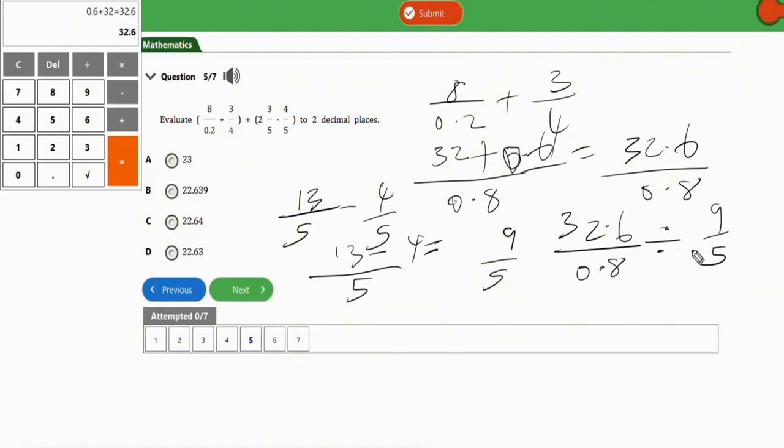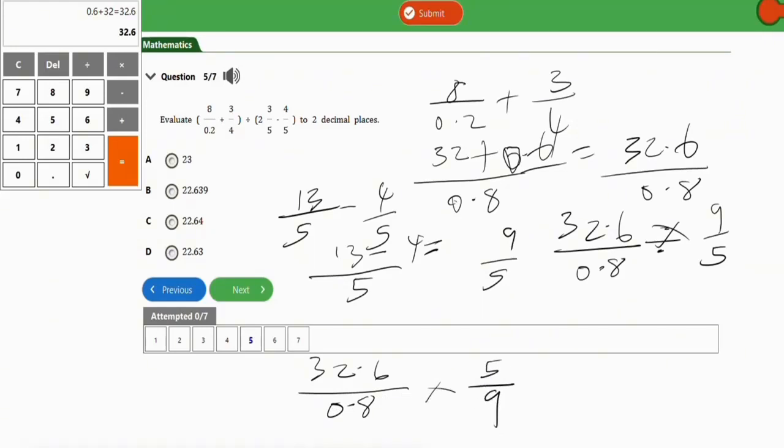Okay, this is the procedure you follow. You change this division sign to multiplication, and you invert what we have. So when you change to multiplication, we're going to have 32.6 over 0.8 times 5 over 9.